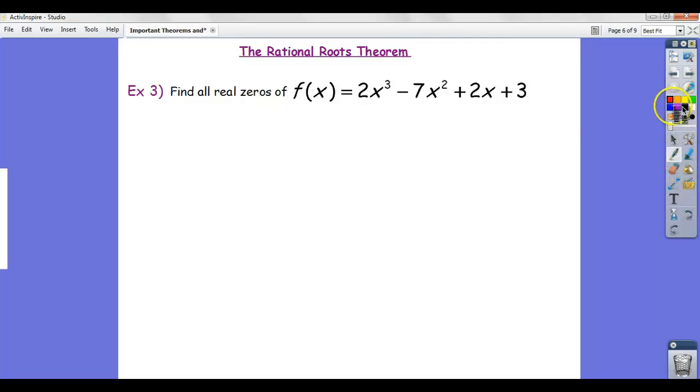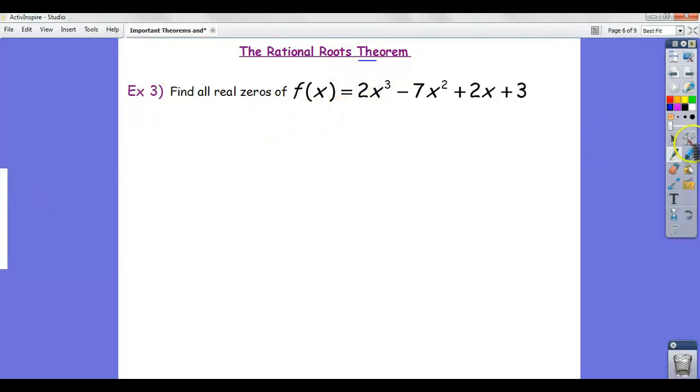We don't have a calculator on us. So what do we do? Well, if you think about the last video where we looked at some of the useful theorems, if we can find one zero, then we can do synthetic division to get the other ones. So if we could only find one zero, that would be enough to get the ball rolling. And this theorem helps us do that: the rational roots theorem.